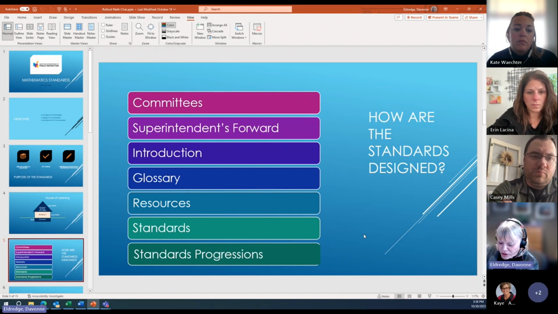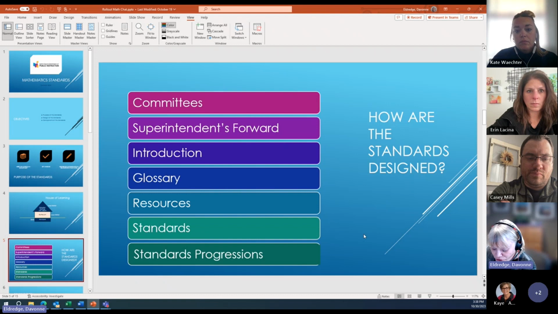The introduction also has a page that explains how the standards are to be read. The next section you see is a glossary, which defines some of the terms that are used in the standards. The standards contain a resource section that identifies the sources the committee members used to help them as they were writing the standards. The standards themselves explain what the students should know and be able to do.